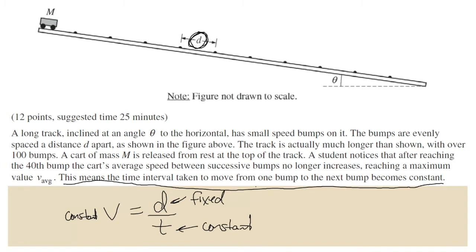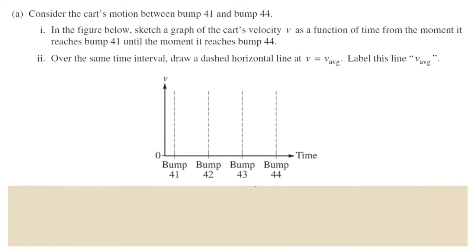And so that's the basic idea. This thing's average speed is staying the same after it gets to the 40th bump. Now, of course, that's particularly relevant to part A, 1 and 2, because it says here in part A, consider the cart's motion between bump 41 and 44. Keep in mind, this is the portion where that average speed is now constant.